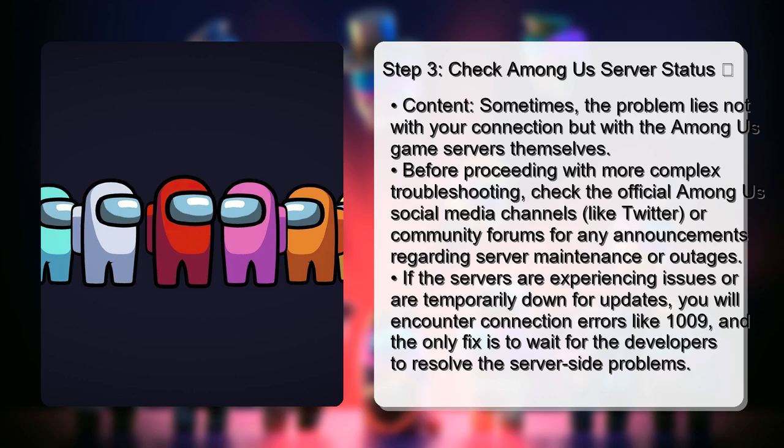Step three, check Among Us server status. Sometimes the problem lies not with your connection, but with the Among Us game servers themselves. Before proceeding with more complex troubleshooting, check the official Among Us social media channels like Twitter or community forums for any announcements regarding server maintenance or outages. If the servers are experiencing issues or are temporarily down for updates, you will encounter connection errors like this, and the only fix is to wait for the developers to resolve the server-side problems.